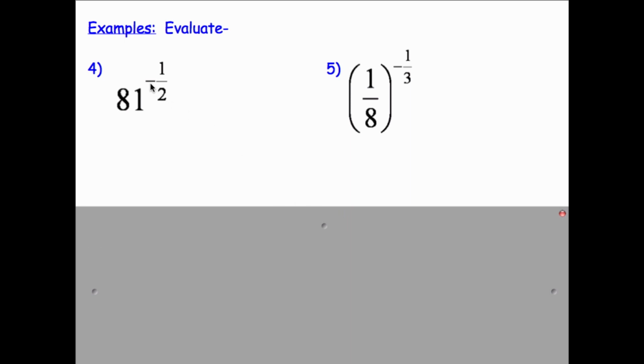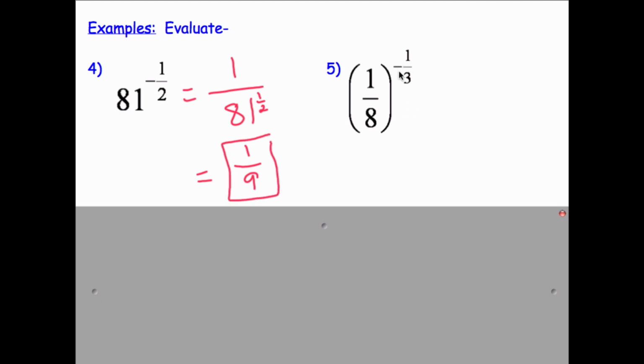Okay, we also talked yesterday about negative exponents, which means that it's the reciprocal of what we have. So if we have 81 raised to the negative 1/2, then what we really want to do is have the reciprocal of 81, which would be 1 over 81, raised to a positive 1/2. So we're looking for 1 over the square root of 81, which is 1 over 9, 1/9.